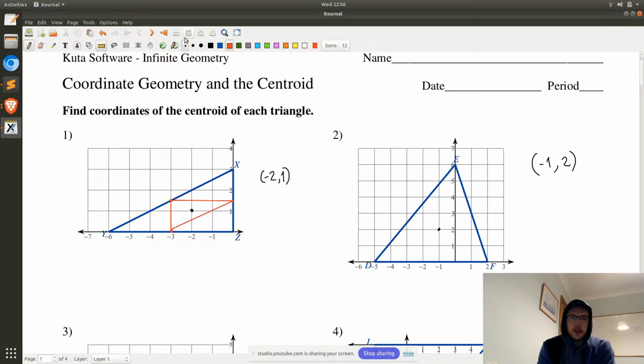And then we must find the coordinates of the centroid of the inner triangle. So the vertices of this inner triangle, at the bottom we have negative 3, 0. And above that, we have negative 3, 1.5. And to the right of that, we have 0, 1.5. And for the centroid, we add them together and divide by 3, just like before.